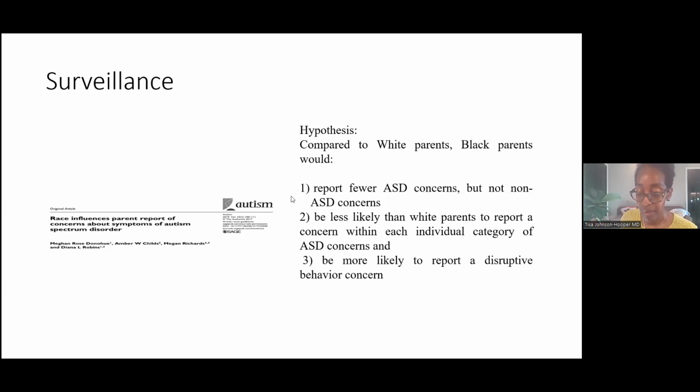So the study hypotheses were: compared to white parents, Black parents would report fewer autism concerns, but there would be no difference in non-autism concerns. Within each category of autism concerns, Black parents would be less likely than white parents to report a concern, and they would be more likely to report disruptive behavior.